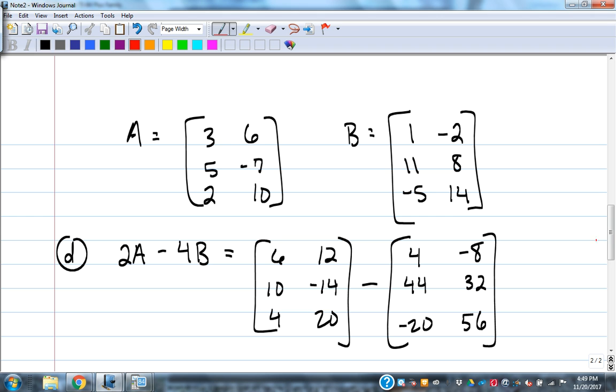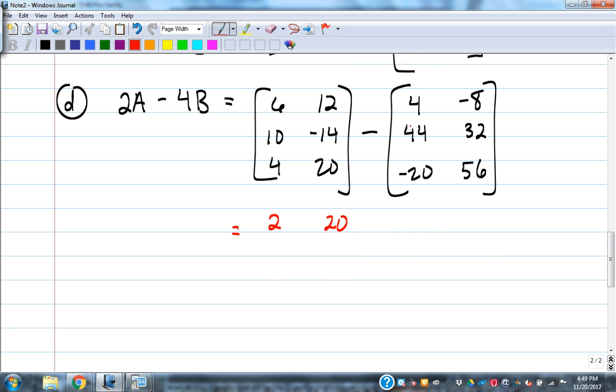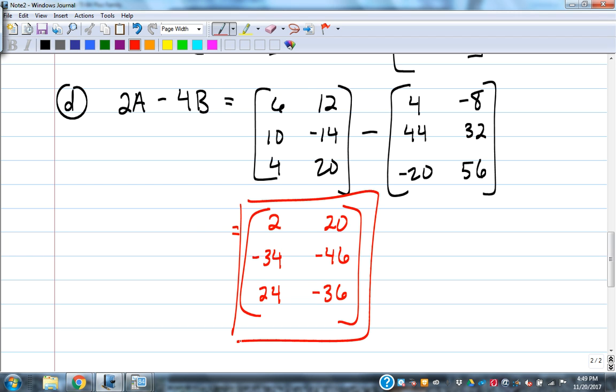And then subtract those. Now, I'm doing this by hand, but we're going to do it with the calculator too. 6 minus 4 is 2. 12 minus negative 8 would be 20. 10 minus 44 would be negative 34. Negative 14 minus 32 is negative 46. 4 minus negative 20 would be 24. 20 minus 56 would be negative 36. And there's my solution.